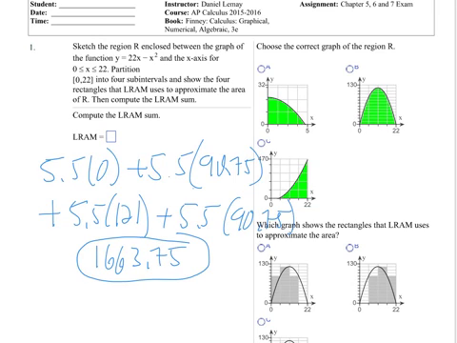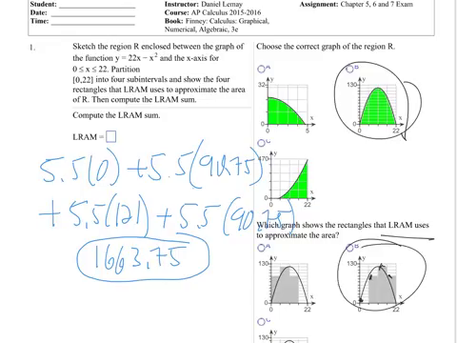So for this problem, I hope you realize that this is just an upside down parabola that has zeros at 0 and at 22, so that makes choice B. And then if we're using an LRAM, we're putting those rectangles so the left corner of the rectangles is what hits the graph. So hopefully that's familiar. And then to do the estimation, we want to divide that 22 up into 4 subintervals. So 22 divided by 4 is 5.5, so each one of these rectangles is 5.5 wide.